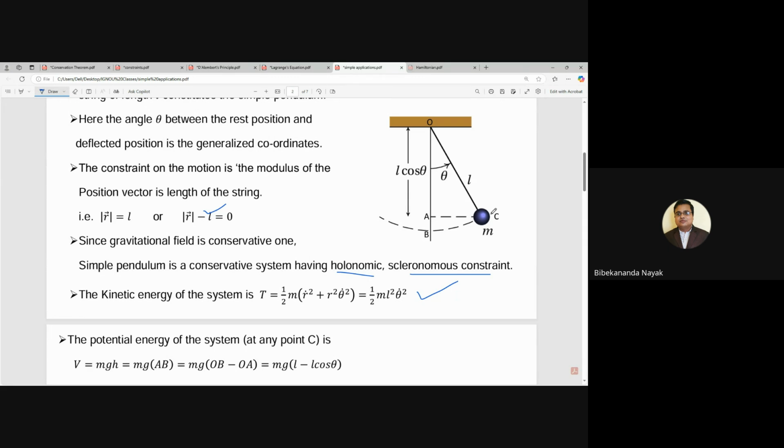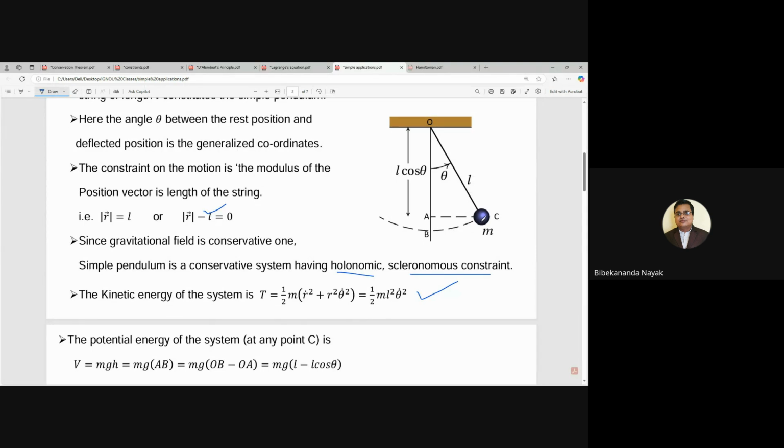Now, what is the potential energy? How do you calculate potential energy? It is basically the amount of work done to bring the system into equilibrium. Here we measure the change in potential energy, not the absolute value. So the amount of work done in bringing the system from position C to B.